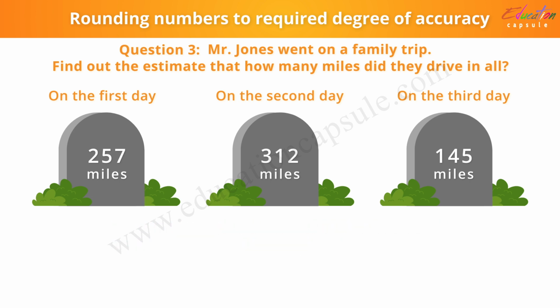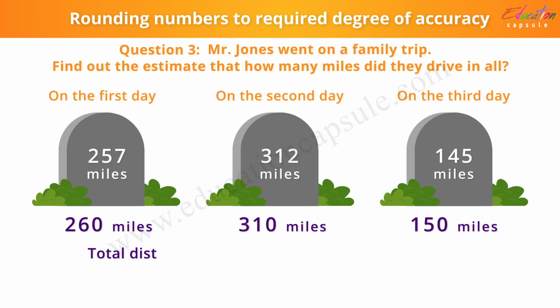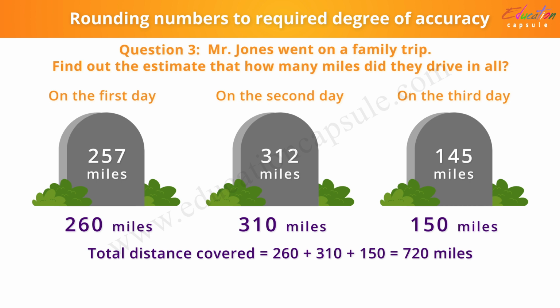Therefore, distance covered on the first day is 257 miles. Distance covered on the second day is 312 miles. Distance covered on the third day is 145 miles. Now, once we round these numbers to the nearest 10, we'll get the values as 260 miles, 310 miles, and 150 miles respectively. Therefore, the total distance covered would be the sum of 260, 310, and 150. That would be approximately 720 miles.